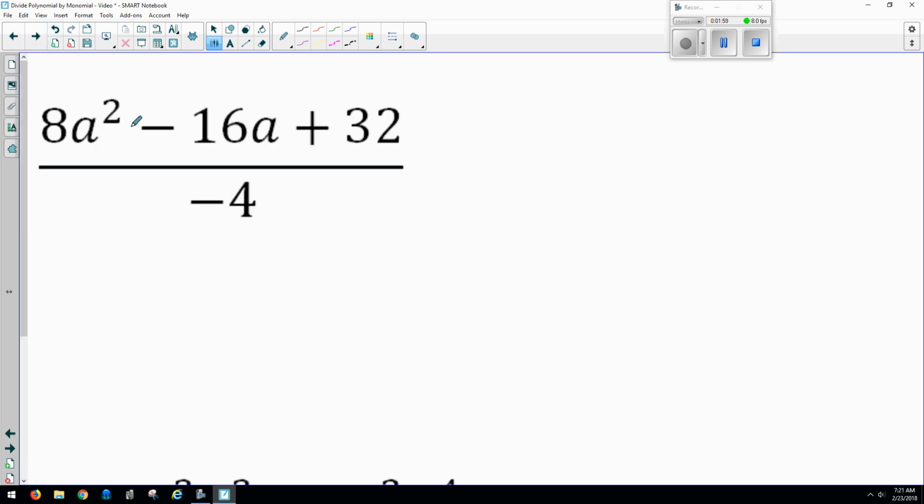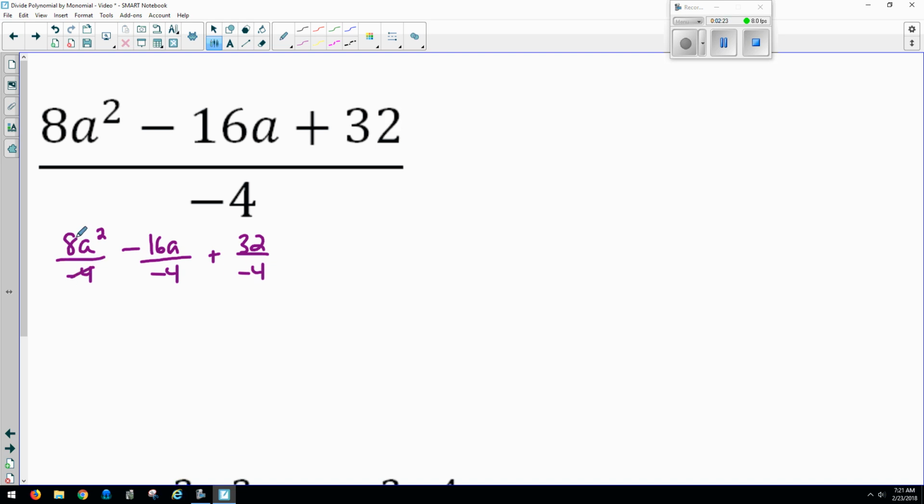So now I have a polynomial, excuse me, it's actually a trinomial in the numerator, and still a monomial in the denominator. I'm going to do the same thing. Rewrite, that's the first step. And this is negative 16a over negative 4 plus 32 over negative 4. And I'm just going to go through and divide out common terms.